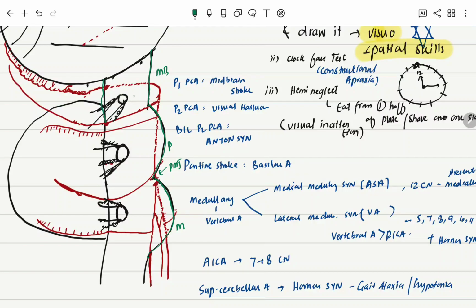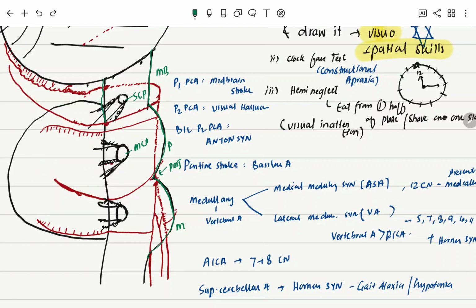This one is called the superior cerebellar peduncle. Then we have the middle cerebellar peduncle, that is going to connect the pons to the cerebellum. This is the cerebellum, and this one is called the inferior cerebellar peduncle, which is going to connect the medulla to the cerebellum. So let's discuss the circulations related to these.